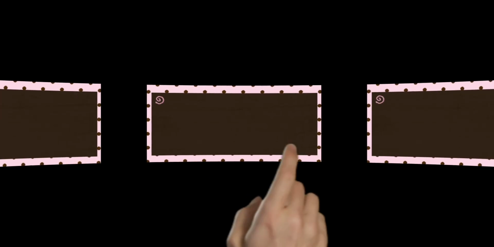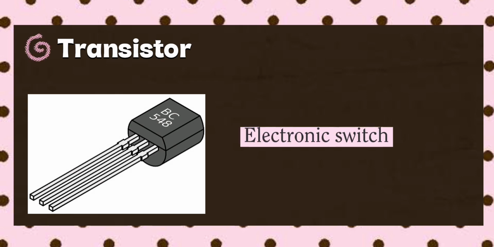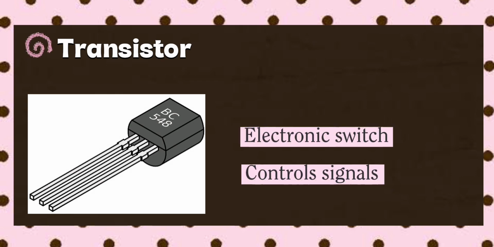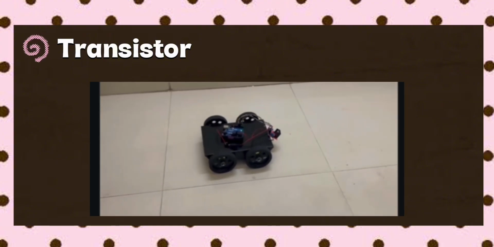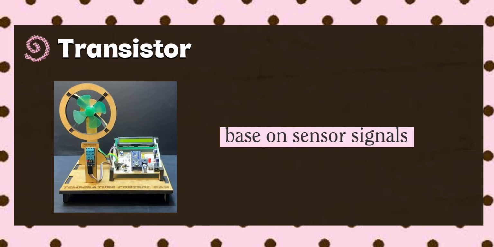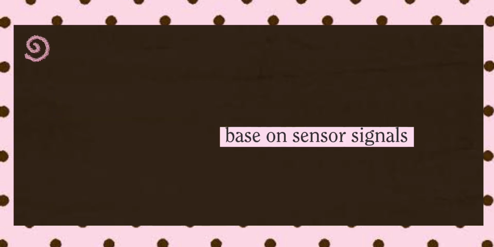Next, a transistor. A transistor works as a very fast electronic switch. It controls when components turn on and off. Examples: robot car. It controls the motor movement. In an automatic fan system, it turns motors on based on sensor signals.